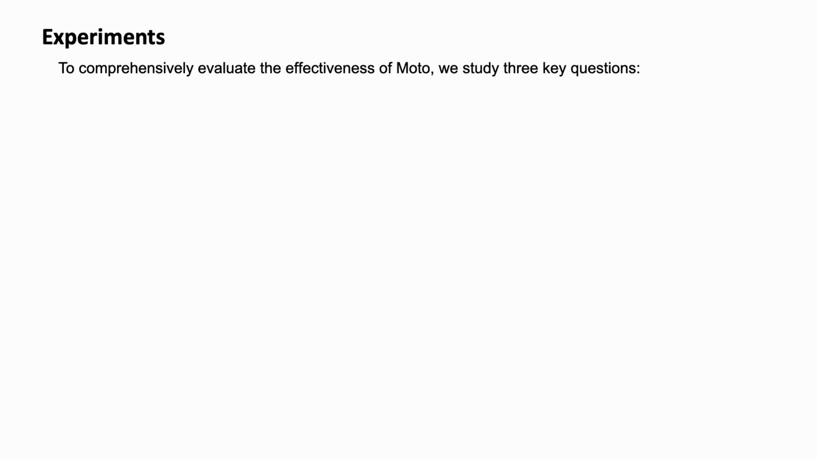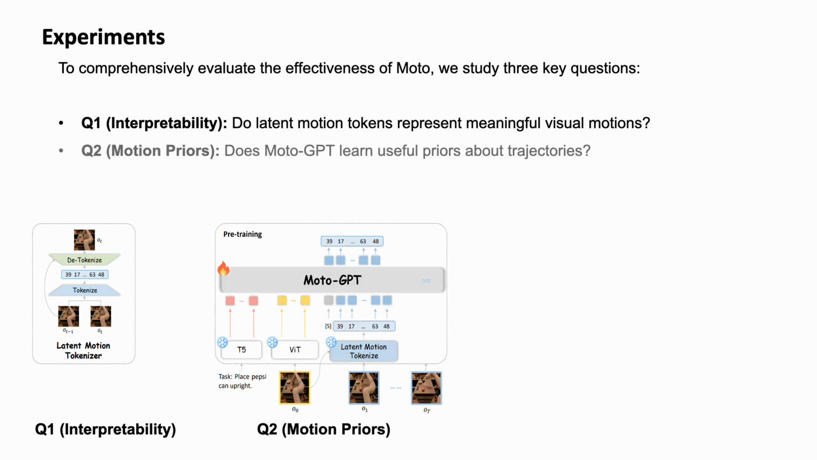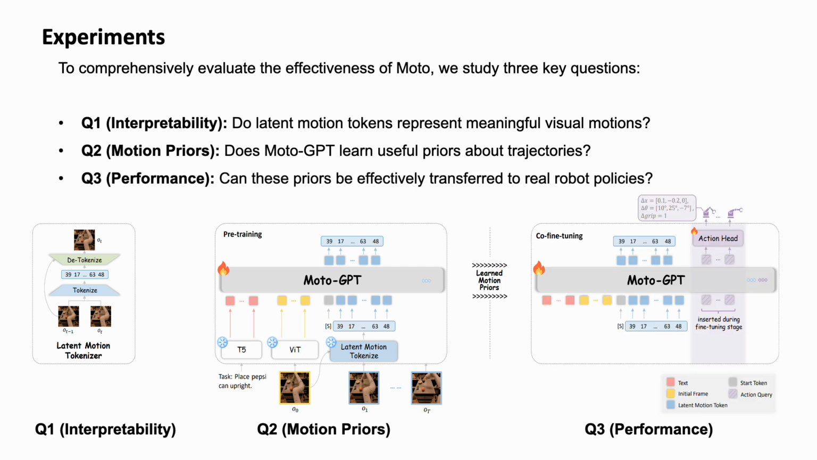In experiments, we evaluate Moto with 3 key questions. For question 1, we ask, do latent motion tokens represent meaningful visual motions? For question 2, we ask, does the pre-trained Moto-GPT learn useful priors about trajectories? For the last question, we ask, can these priors be effectively transferred to real robot policies?